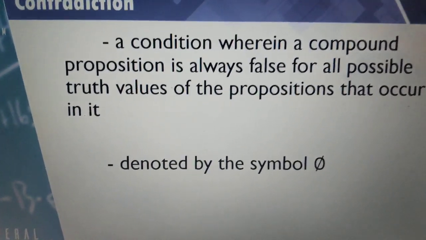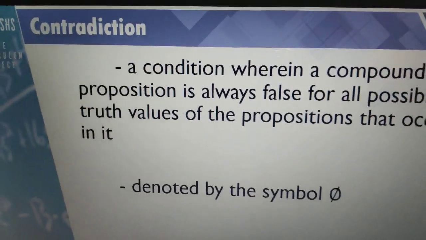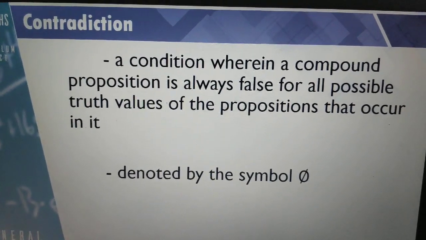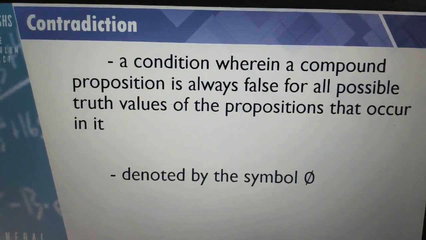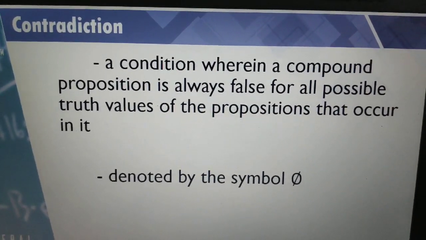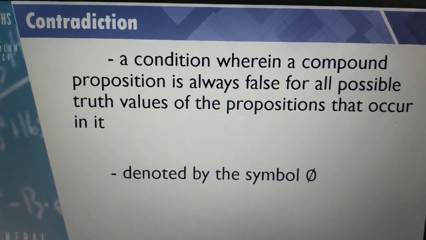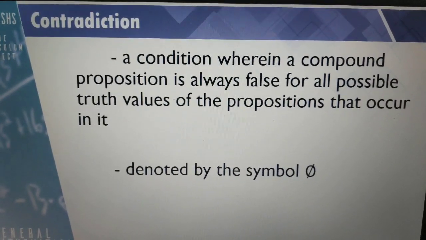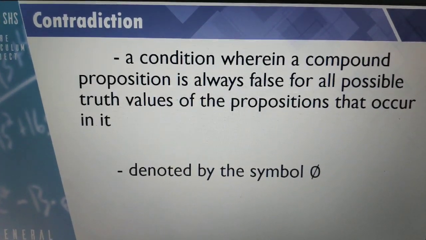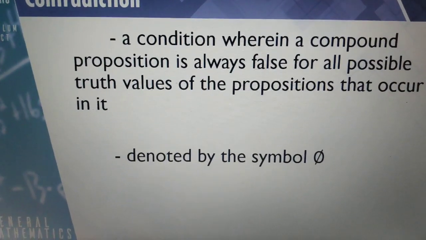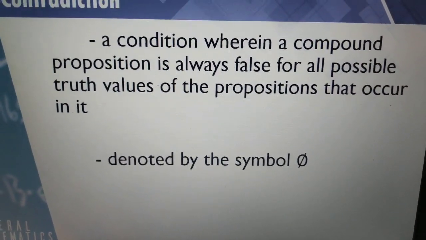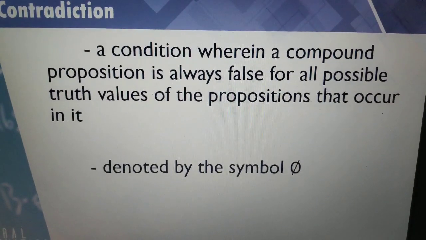Then you have the concept of contradiction. It's a condition wherein a compound proposition is always false for all possible truth values of the propositions that occur in it. So for the combination of different compound propositions, the outcome would always be false, and it will be denoted by the symbol null set.